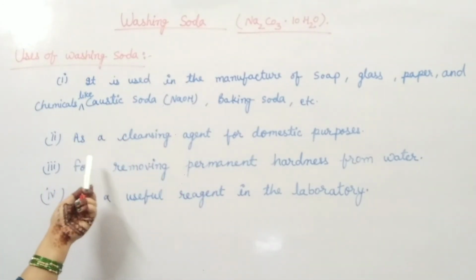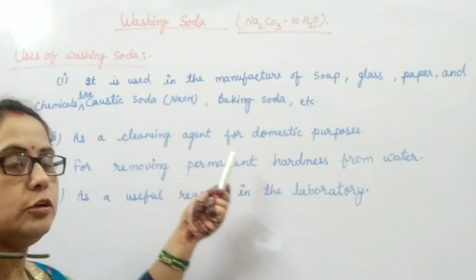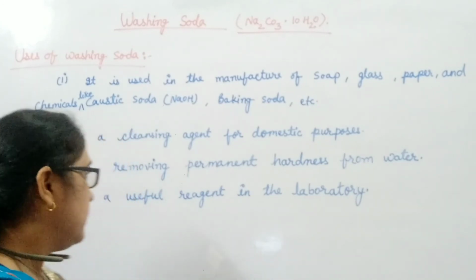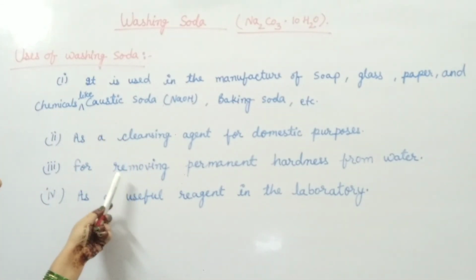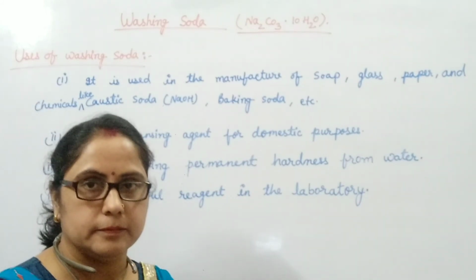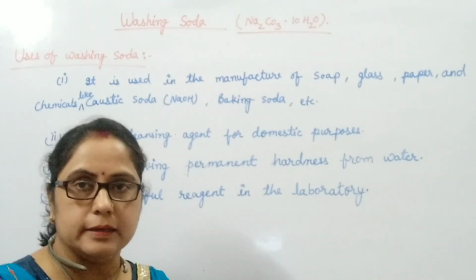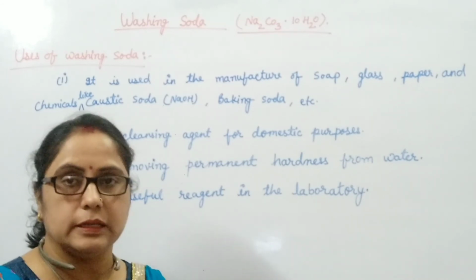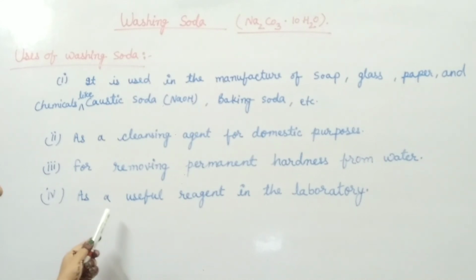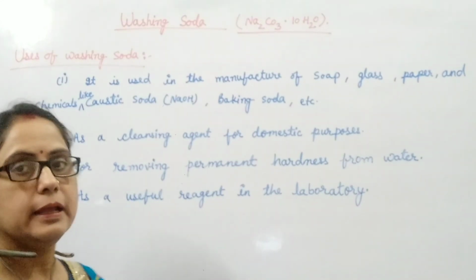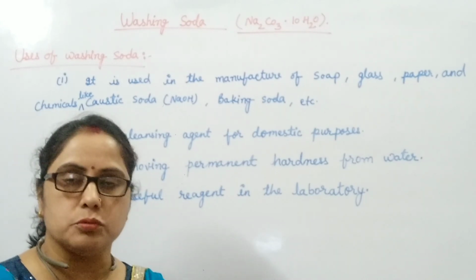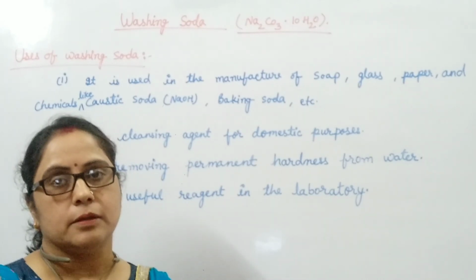Second, it is used as a cleansing agent for domestic purposes, for cleaning dirty clothes. Washing soda is used for removing the permanent hardness from water. If the water is hard, then we remove it by using washing soda. Next, it is used as a useful reagent in the laboratory also. Next, students, we will discuss baking soda.